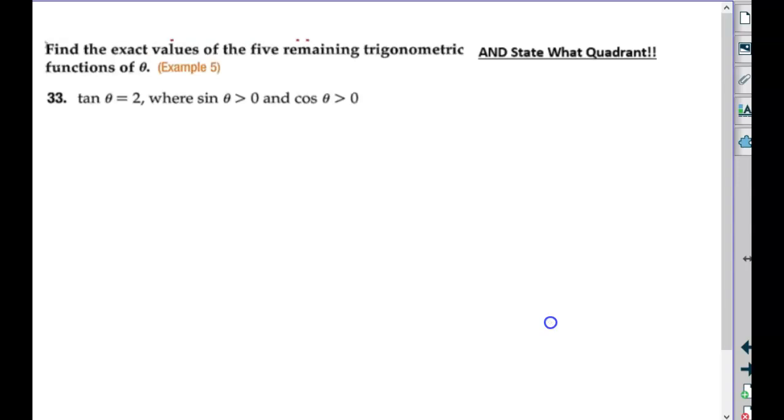I'm going to do one of these or 2 of these. It says find the exact value of the 5 trig functions. On the quiz, you don't have to. I ask you like one of them. Okay? And what quadrant the angle is in.